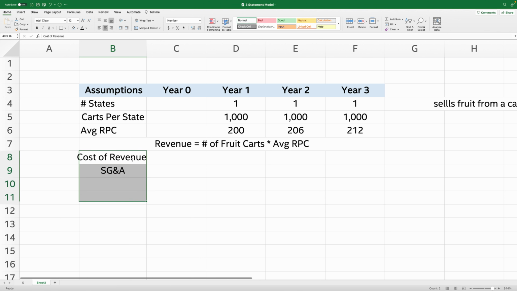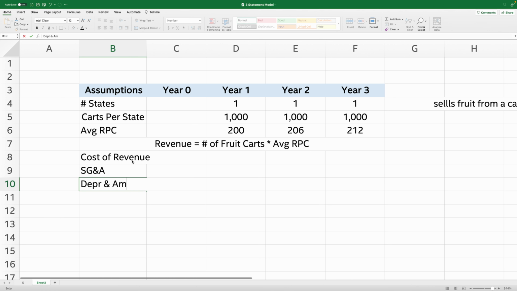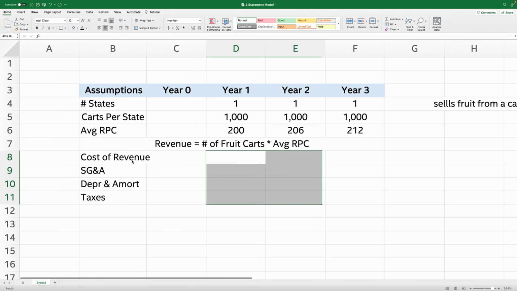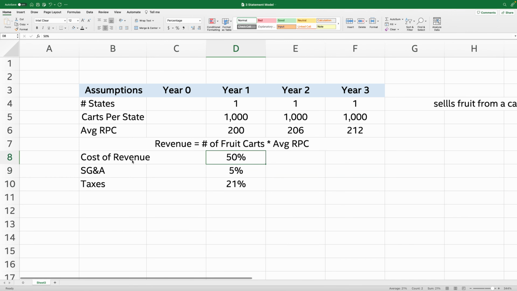SG&A. Let's see, depreciation and amortization, abbreviated amort, and taxes. So this will take care of our income statement. So all of these here will be percentages. The cost of revenue in this case, let's call it 50%. SG&A, let's make it 8. We'll leave depreciation and amortization blank for now. Then taxes, call it 21%. In fact, we'll handle depreciation somewhere else. We need to do something special for that. So this will get us an income statement.